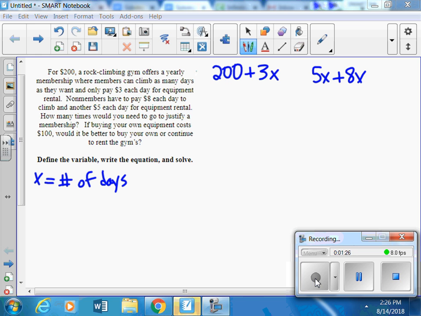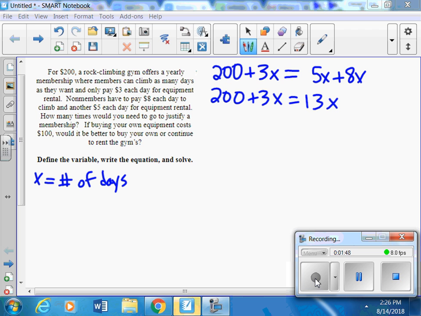So here we have members and then non-members. And we're trying to figure out which would be better. So what I'm going to do is I'm going to set these equal to each other and solve for x. Let's see how many days it'll be until the cost is the same. So I'm going to combine like terms on the right side.